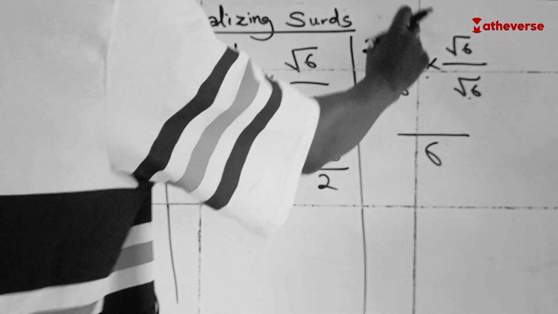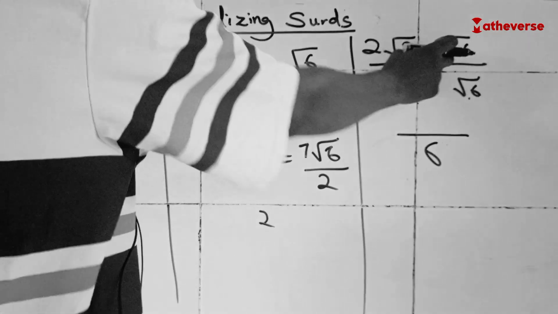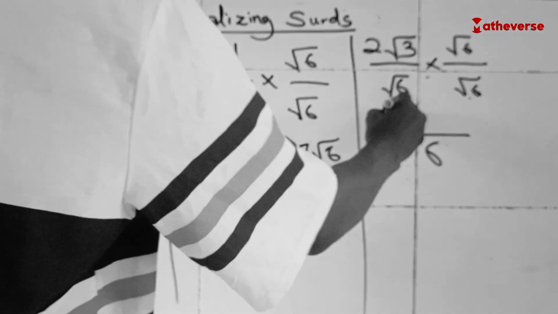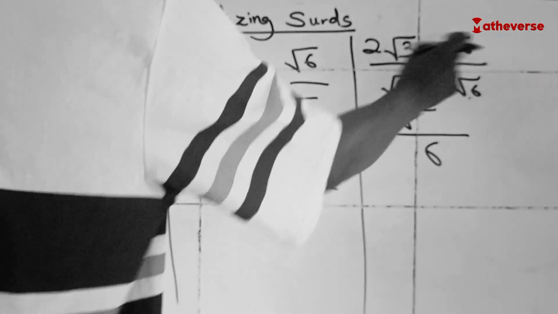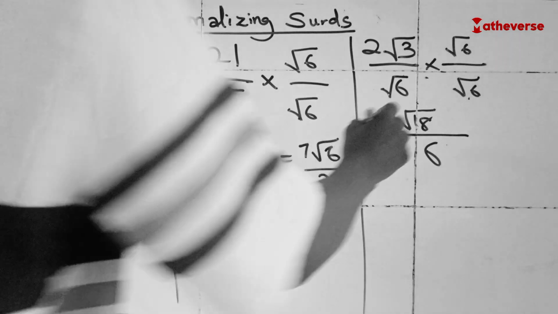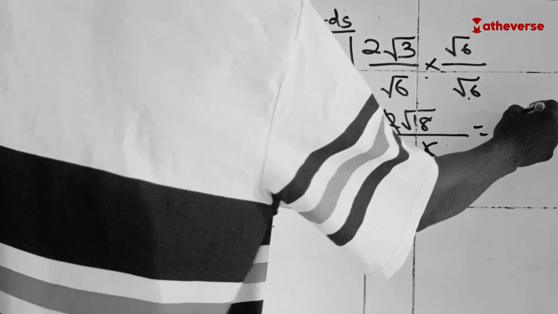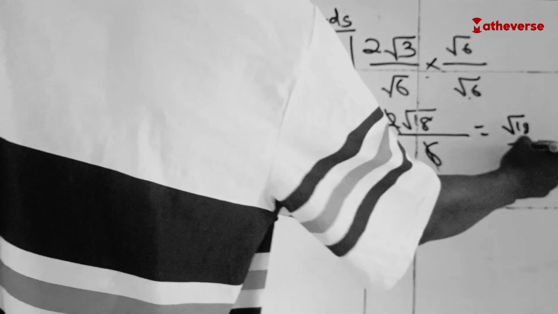Now 2 root 3 times root 6. Root and root we can multiply, but root and whole number cannot multiply. So it will be 2 root 3 times 6 is what? 18. Now this is not the simplest form of this question. Okay, we can start to simplify from here. 2 here and 2 here. That will give us what? Root 18 over what? 3.